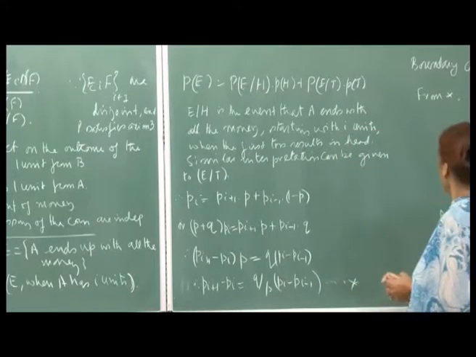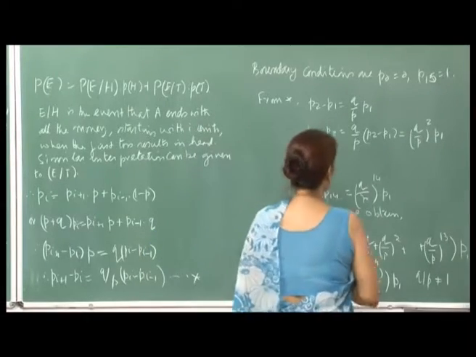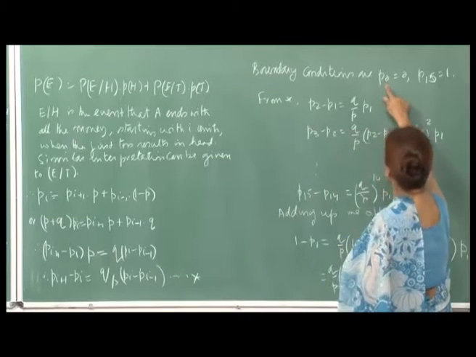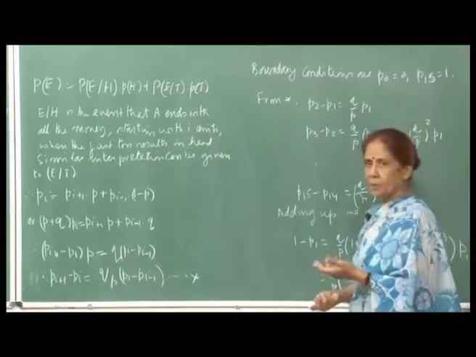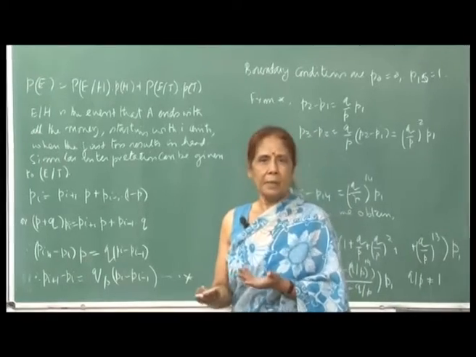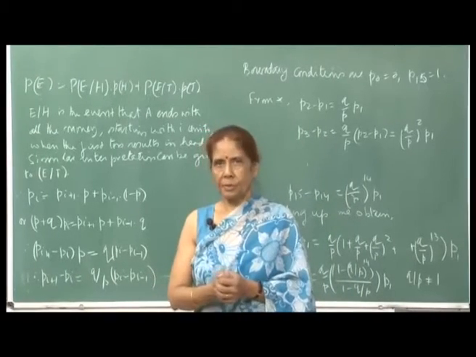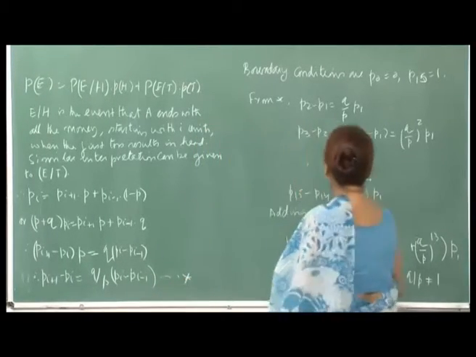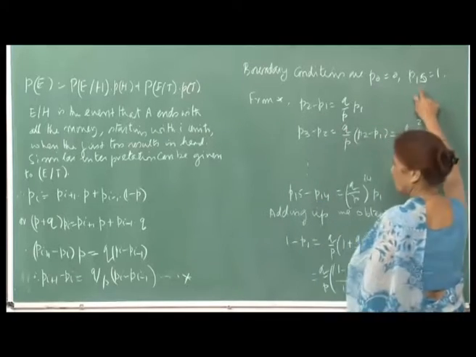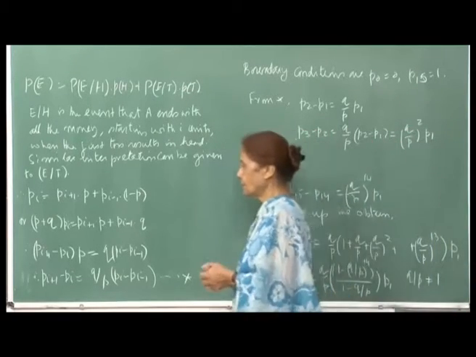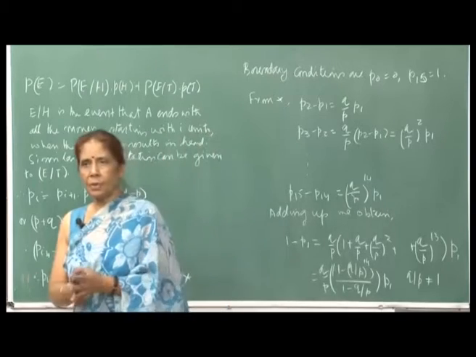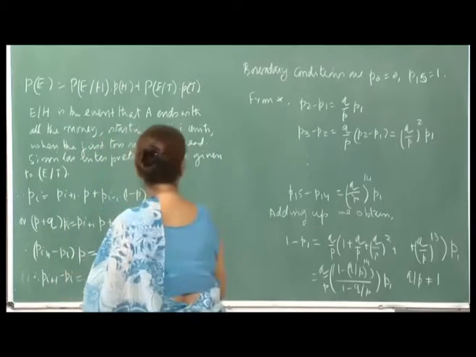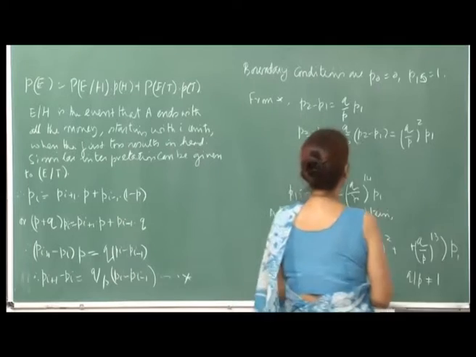Okay. And boundary conditions are that if A had no money, obviously, the probability of his ending up with any money is 0, because he will not be able to play the game, right. So, P_0 is 0, and P_15, because the moment he has 15, he has won the game, and so the probability is 1. So, P_15 is 1, okay, and P_0 is 0, right.